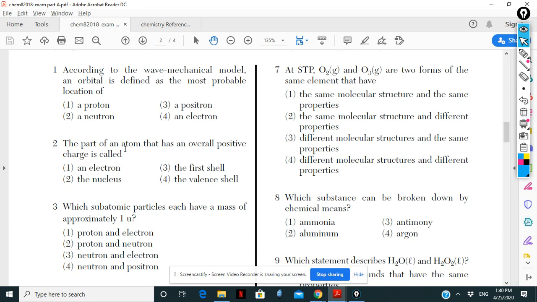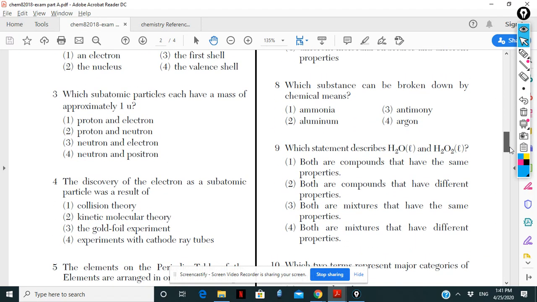So the oxygen O2 is considered like two atoms of oxygen. If you're looking for ozone, that's three atoms of oxygen. So these are two different materials. And two different materials means I am going to have different molecular structure and different molecular properties. So the answer is going to be 4. Because the reactivity of ozone is different than the reactivity of oxygen. So they don't have the same properties.